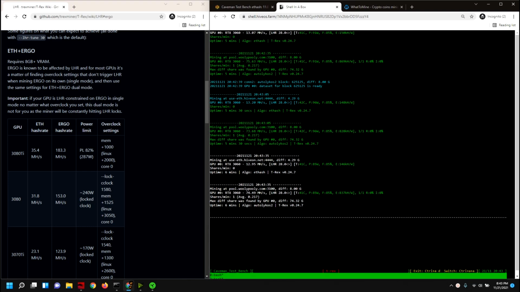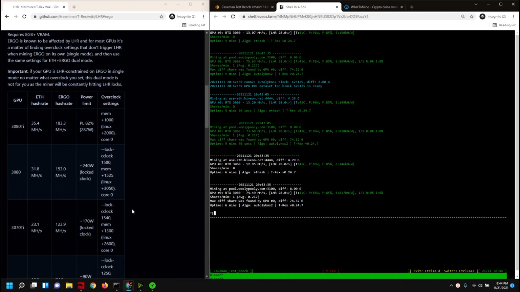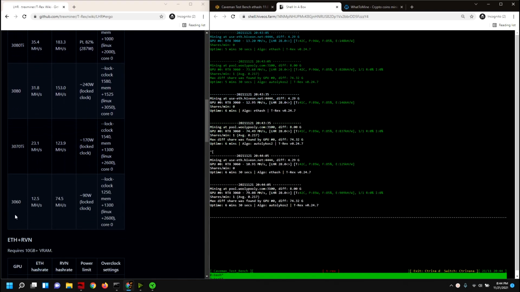Okay, guys, so we are back in the miner, and we have kicked off the first dual mining algorithm. The first thing we're doing here is Ethereum and Autolycos 2, which is Ergo. Essentially what we have here is T-Rex miner, and we have the release notes on the left-hand side showing you what is needed for the 3060 to achieve somewhere in the realm of these statistics, which they say 12.5 megahash on Ethereum and about 74.5 on Autolycos. We need to lock the core clock at 1250, and the memory should be 2600 for HiveOS.